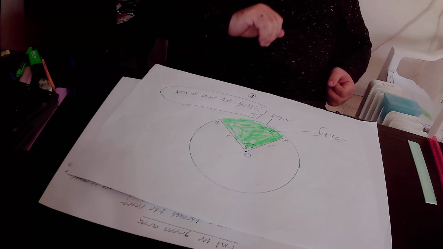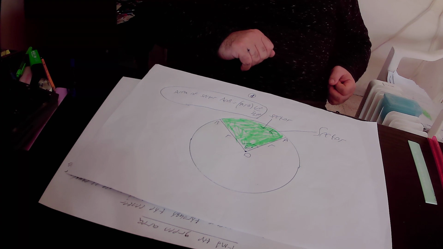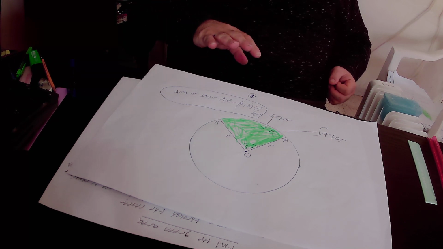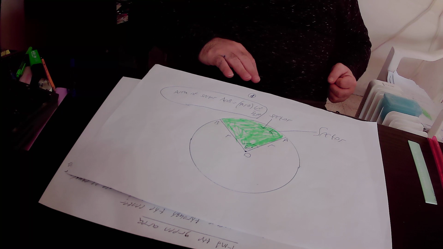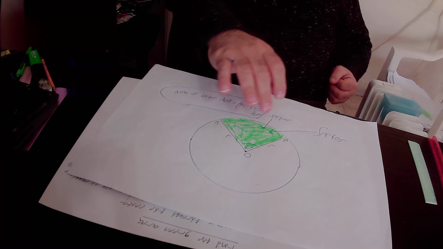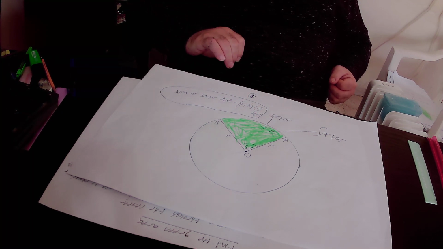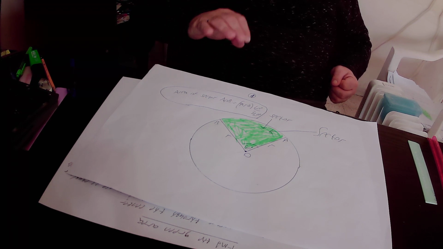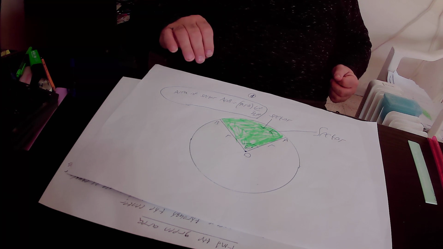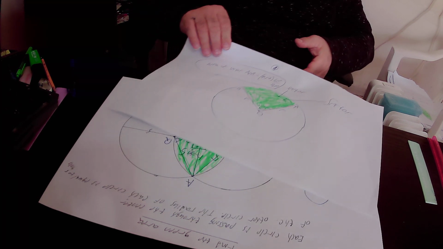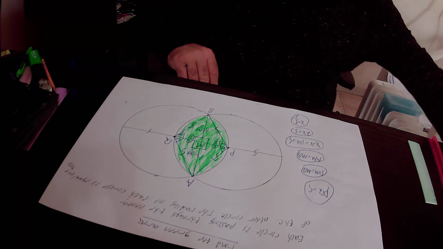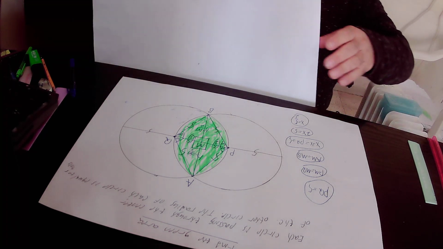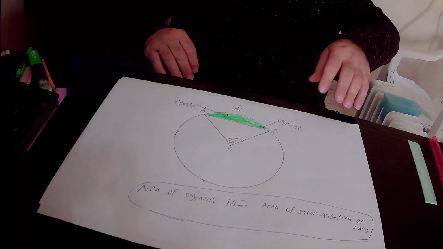Okay, so that is the definition of a sector, and I repeat again that the area of any sector is equal to pi r squared times the angle between the two radiuses over 360 degrees, when r is equal to the radius of the circle.